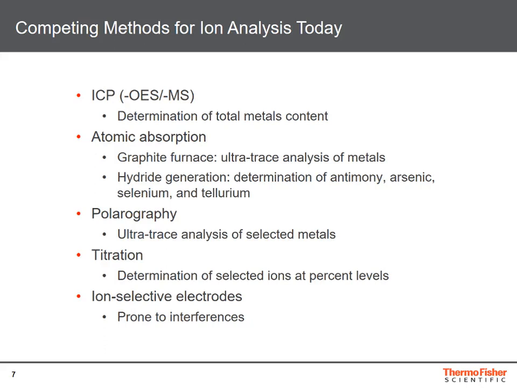Titration, we all know, is especially used today for determining ions at very high concentration, for example at percent levels, and ion selective electrodes. However, some of them are prone to interferences. I give you just an example. If we take a fluoride selective electrode and our sample contains large amounts of bromide, then we have to observe interferences with such an electrode.